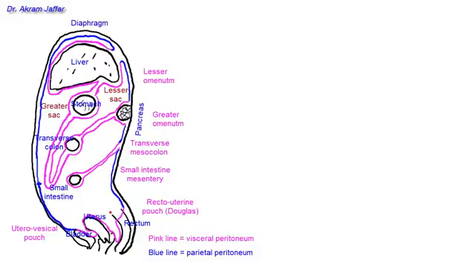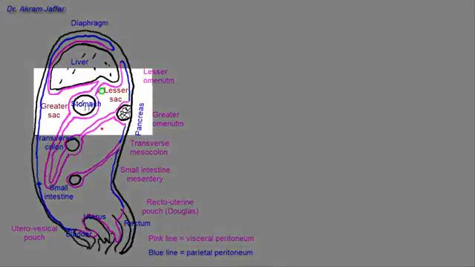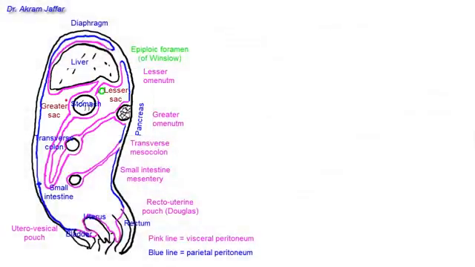and this recess communicates with the greater sac through an opening. This is the approximate site of the opening. It is said to be located in the free border of the lesser omentum, and it is called the epiploic foramen or the foramen of Winslow. It represents the only communication between the greater sac and the lesser sac. This arrow here goes from the greater sac into the lesser sac through the epiploic foramen. And this is the only natural communication between the two.